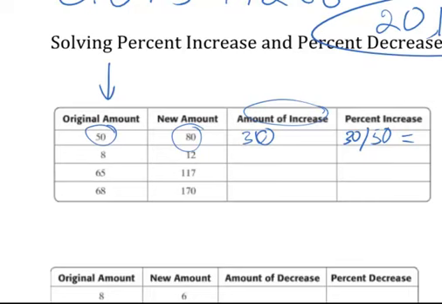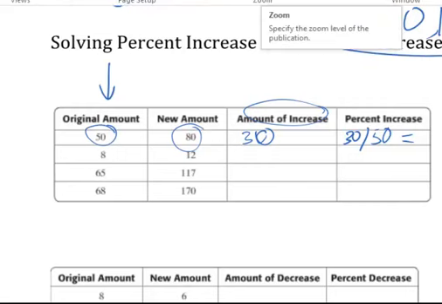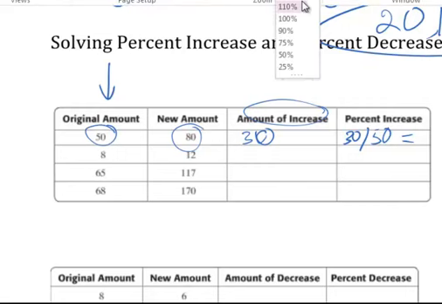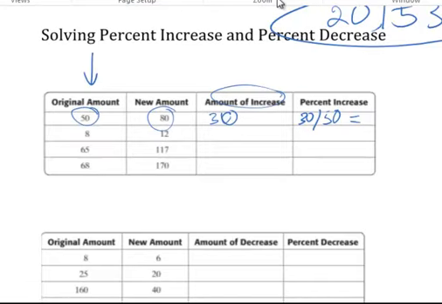So 30 divided by 50, that's giving me 0.6, but 0.6 is really the same thing as 60%. I'm going to zoom back out just a little bit so that we've got enough room to see everything here. There we go. Okay. So that's going to give me 60%.